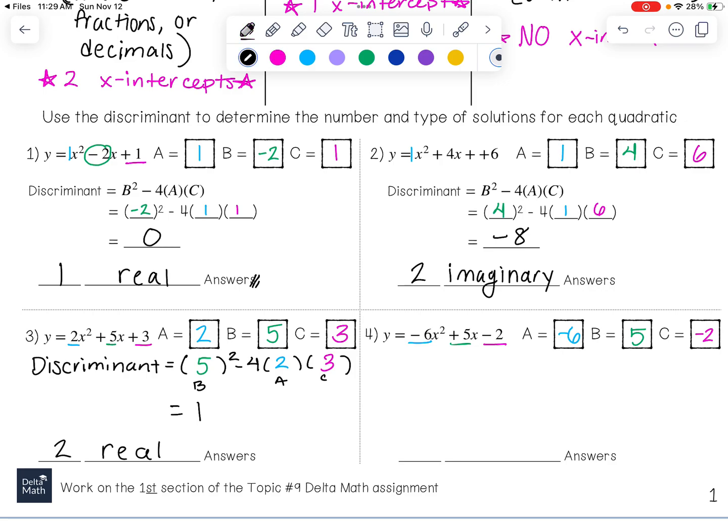So I'm going to do my discriminant formula. I'm feeling a little bit lazy, so I'm just going to write the dis equals my b squared minus 4 times the a value times the c value. Okay, so b squared is 5 squared. A is -6 and C is -2.